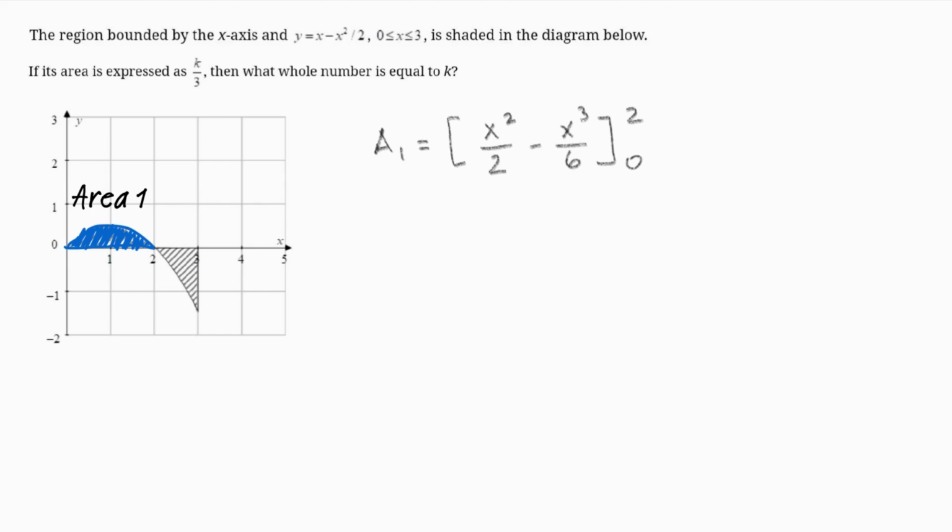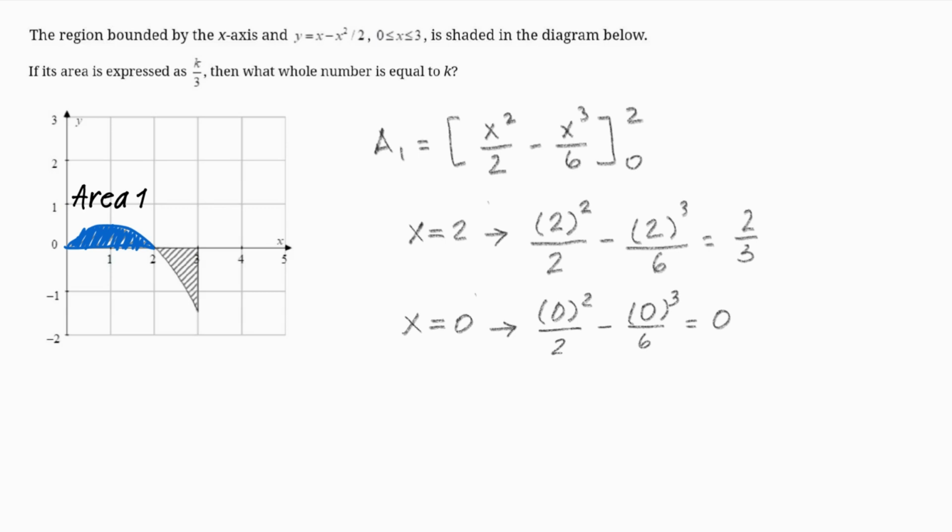Area equals the integral from 0 to 2 of x squared over 2 minus x cubed over 6. We start substituting the upper limit, x equals 2. So, 2 squared over 2 minus 2 cubed over 6 equals 2 over 3. Now we substitute the lower limit. However, since the lower limit is 0, then the answer will be 0. Let's subtract the lower limit from the upper limit. 2 over 3 minus 0 equals 2 over 3.